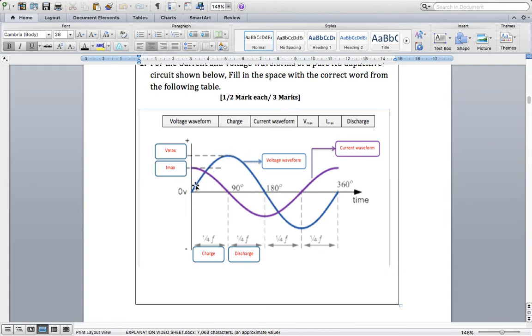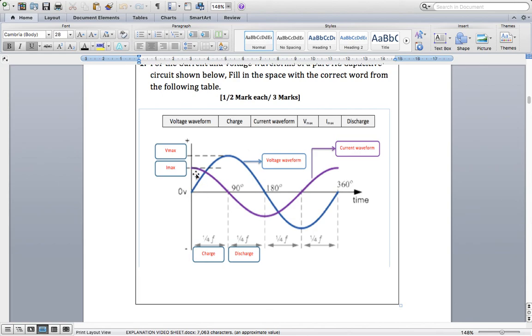The peak value, or the topmost part of the voltage waveform, is Vmax, maximum voltage, and the second one is Imax, which is maximum current. So the topmost point: just look at which waveform this is. It's a voltage waveform, so it will be Vmax, and this one is the current waveform, so it will be Imax. This area, from 0 volt to 90 degree, is called the charging period of a capacitor, and 90 degree till 180 degree is called the discharging period of a capacitor. So the first one is charge, the second one is discharge. So just memorize these names for capacitor.